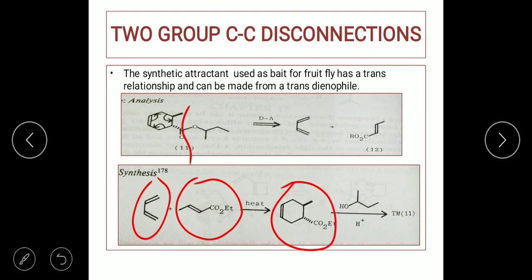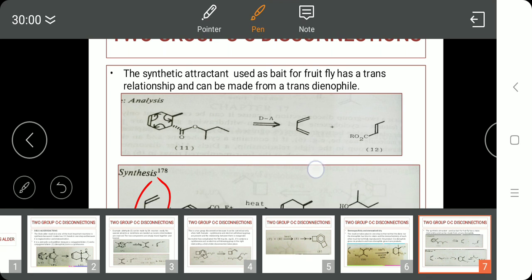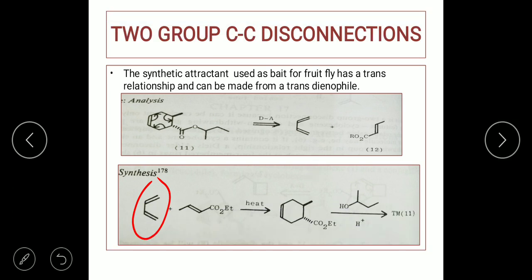Now, the next part would be the reaction with the alcohol. Once you disconnected, there was an O minus as the synthon, and the synthetic equivalent is going to be the alcohol. So this reagent, the alcohol, is going to react with the cyclohexene. Once it reacts, the OEt is going to be removed. That is, the ethanol group, EtOH, is going to be removed, and you are going to get the target molecule of this kind.